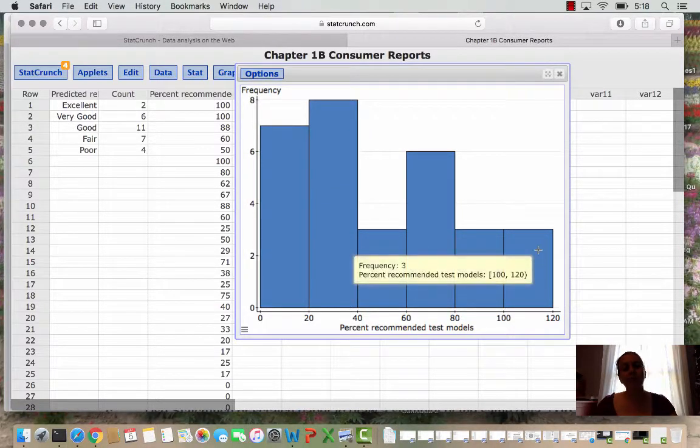And see how there's a square bracket on the 20 in the next bar. So this very last bar goes from 100 to 120. We know the highest value in our table is 100. So this frequency of 3 is capturing the 3 car makes that got 100% recommended test models.